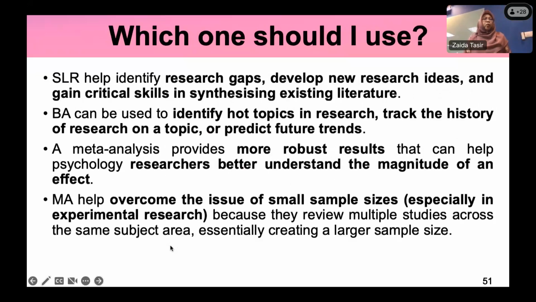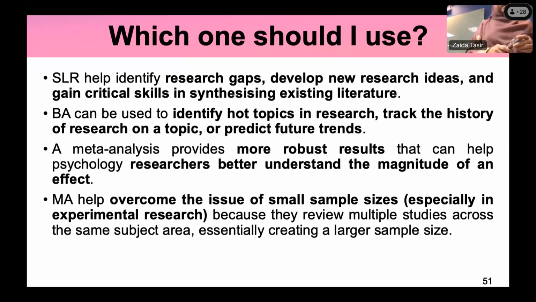Okay, and which one should you use? For me, SLR is for finding a research gap. You would like to develop new research ideas, gain critical thinking skills, in synthesizing existing literature. Bibliometric might be if you just want to identify the hot topic. And with the hot topic, you would like to track the history of the research on the topic, or you would like to predict the future trend. Okay, then you use bibliometric.